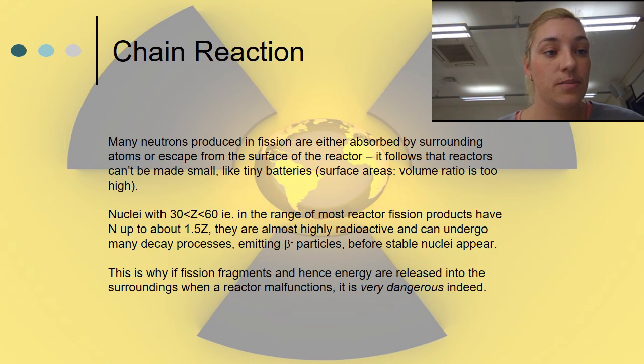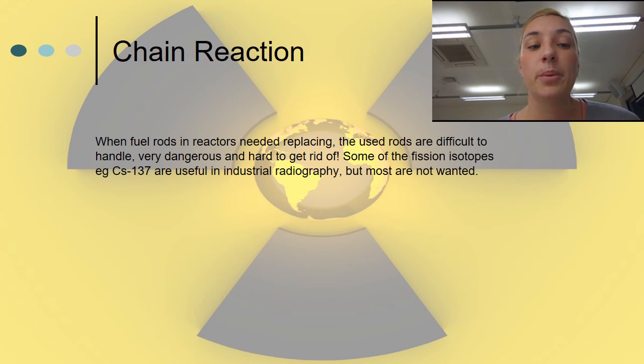Another important point is that when the fuel rods, the actual uranium-235 in reactors, need replacing, the rods are really difficult to handle, and they're very dangerous and also really hard to get rid of. So there's only a very small proportion of fission isotopes, and generally the cesium ones, that are useful in industrial radiography or in imaging and nuclear medicine, but most of them aren't wanted.